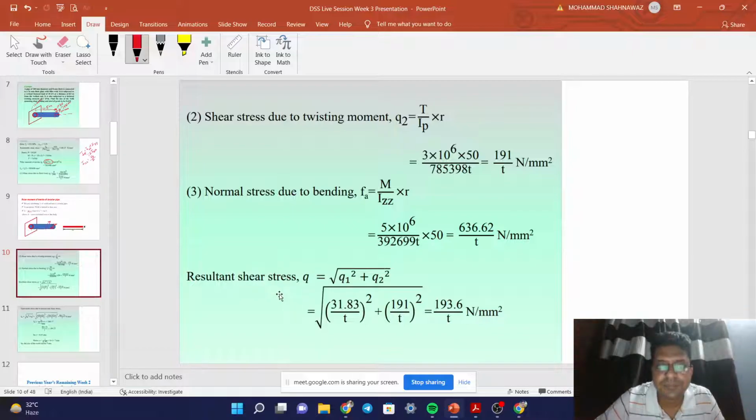Why are we not taking bending in the calculation of this resultant shear stress? Please tell me why we are not considering the bending stress in the case of shear stress. We are calling bending stress a normal stress in this case, and we are taking the twisting moment and direct load stresses as shear stress. So why is it so?